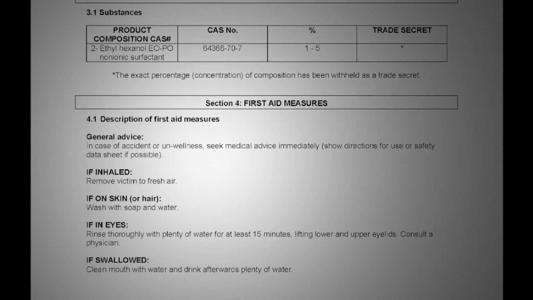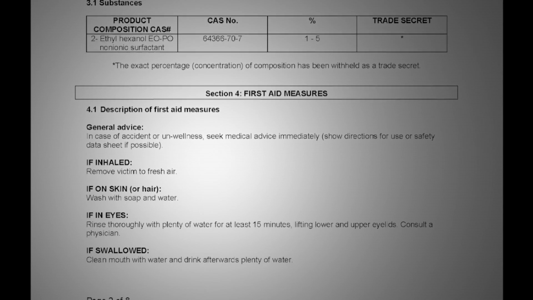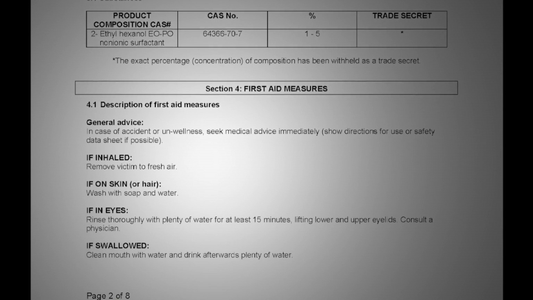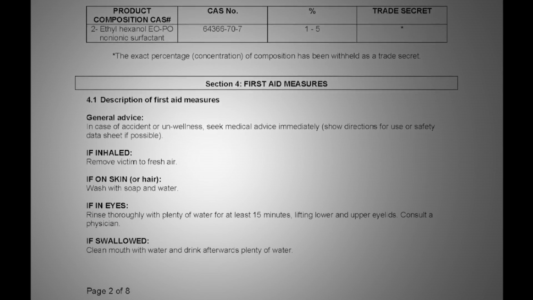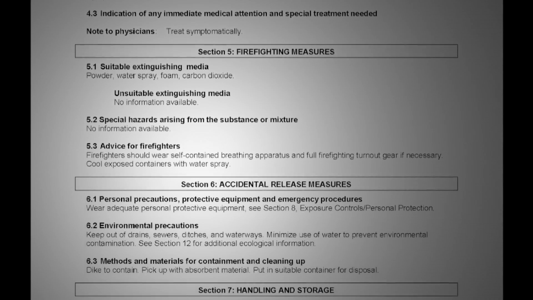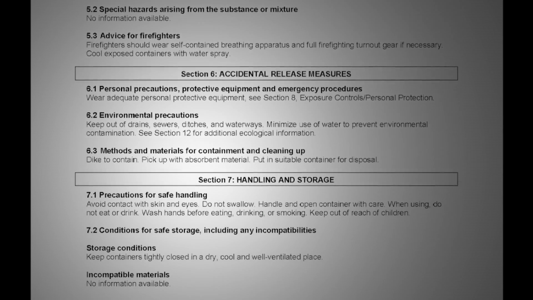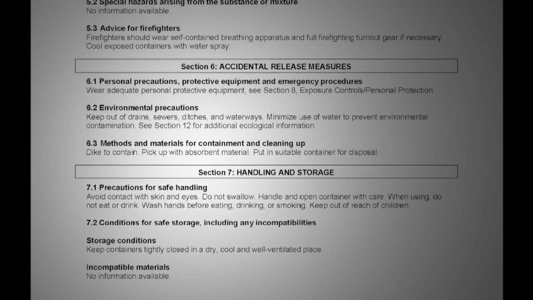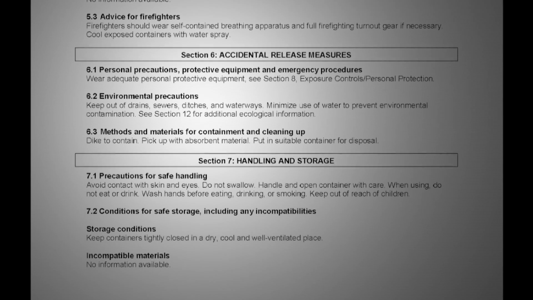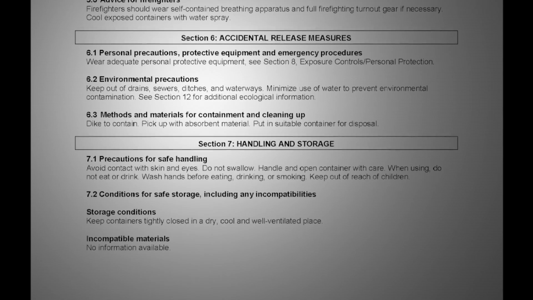Section 4, First Aid Measures. This will include important symptoms, effects, acute, delayed, or required treatments. Section 5, Firefighting Measures. This section lists suitable firefighting techniques and equipment. Section 6, Accidental Release Measures. This section informs you of emergency required protective equipment and guidelines for containment and cleanup.